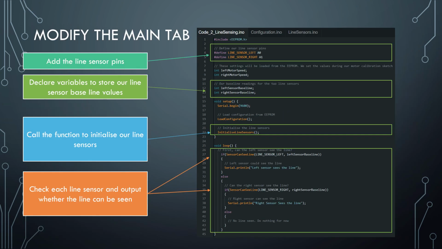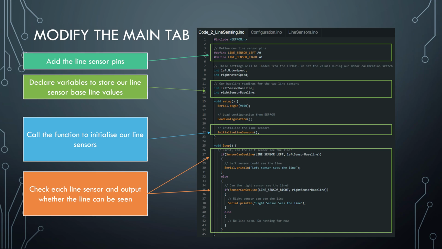Now that we've typed in that code, I want you to go to the main tab again. This is where our main code belongs. I want you to modify that main tab. Make the following changes and then resume the video. Now that you've made those changes, let's go through what we have just changed.